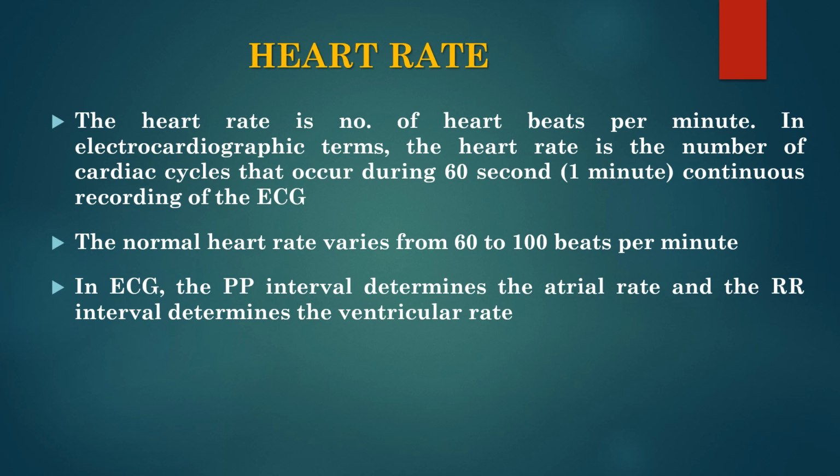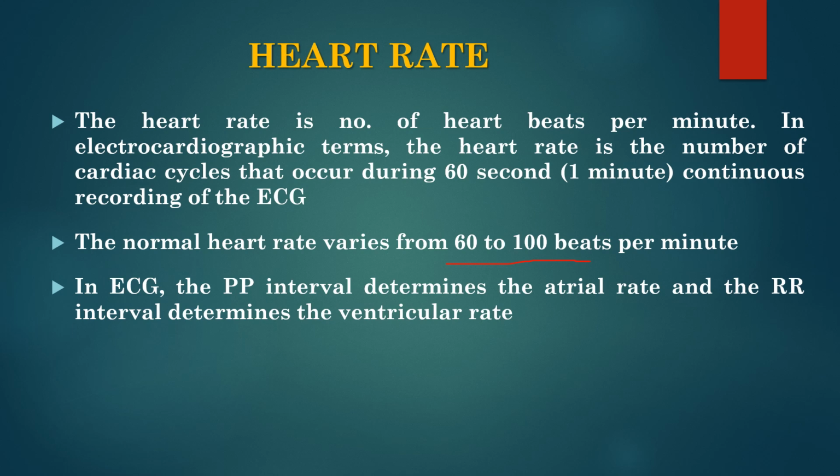The normal heart rate in adults, we all know, is 60 to 100 beats per minute, but in the pediatric age group it can be more than 100. Less than 60 we say is bradycardia, while more than 100 in adults we say is tachycardia.